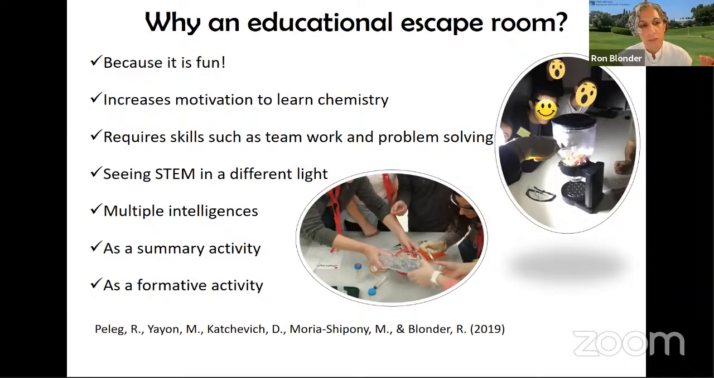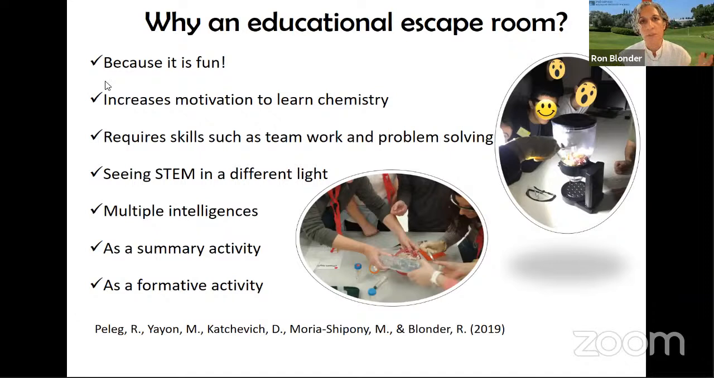The escape room shows them the science and the engineering subject in a different light. It's not just hard subject matter that they should learn. It has other aspects. And it uses multiple intelligences, namely it's not just the mathematical logical intelligence, but they have to create and to think and to build, so they can express other dimensions in their abilities.